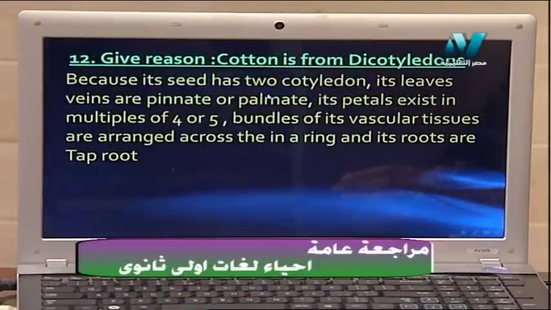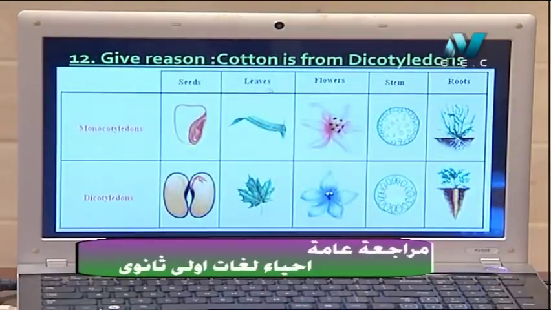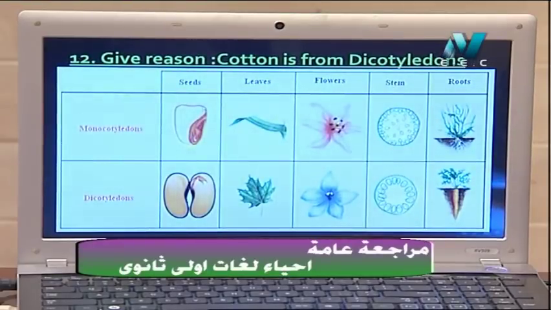Dicotyledons have some characteristics. When you look at the picture in front of you, this is a comparison between the monocot seed and the dicot seed. The monocot seed has one cotyledon. Here the seed has two cotyledons. This one, children, is one lobe, and this is considered two lobes. Here the monocots are like rice, wheat, corn. Here the beans, okay, contain two parts.